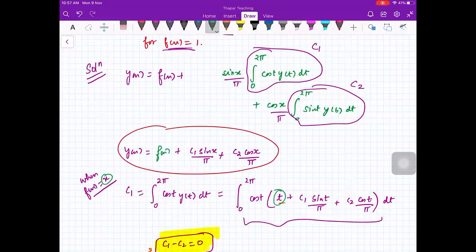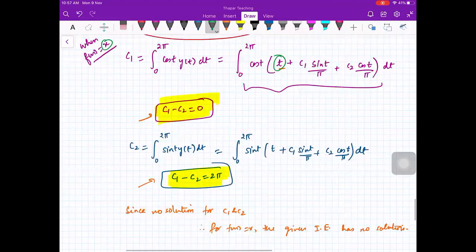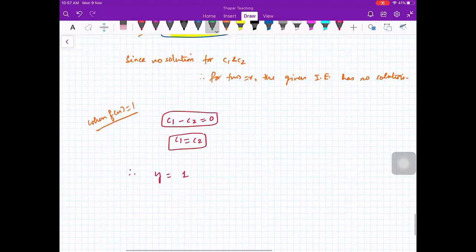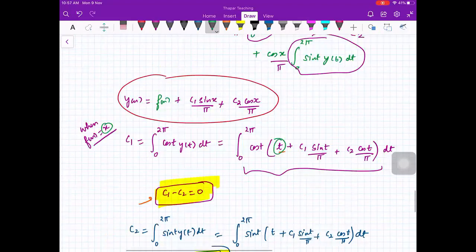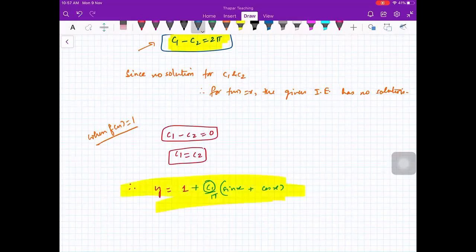F of x is equal to x, we are taking, right? So the general solution will come: y of x is equal to 1 plus c1 by pi sin x plus c2 by pi cos x, but that c1 is equal to c2, so you'll get sin x plus cos x, where c1 can take any value. So these are the infinite solutions of the given integral equation.